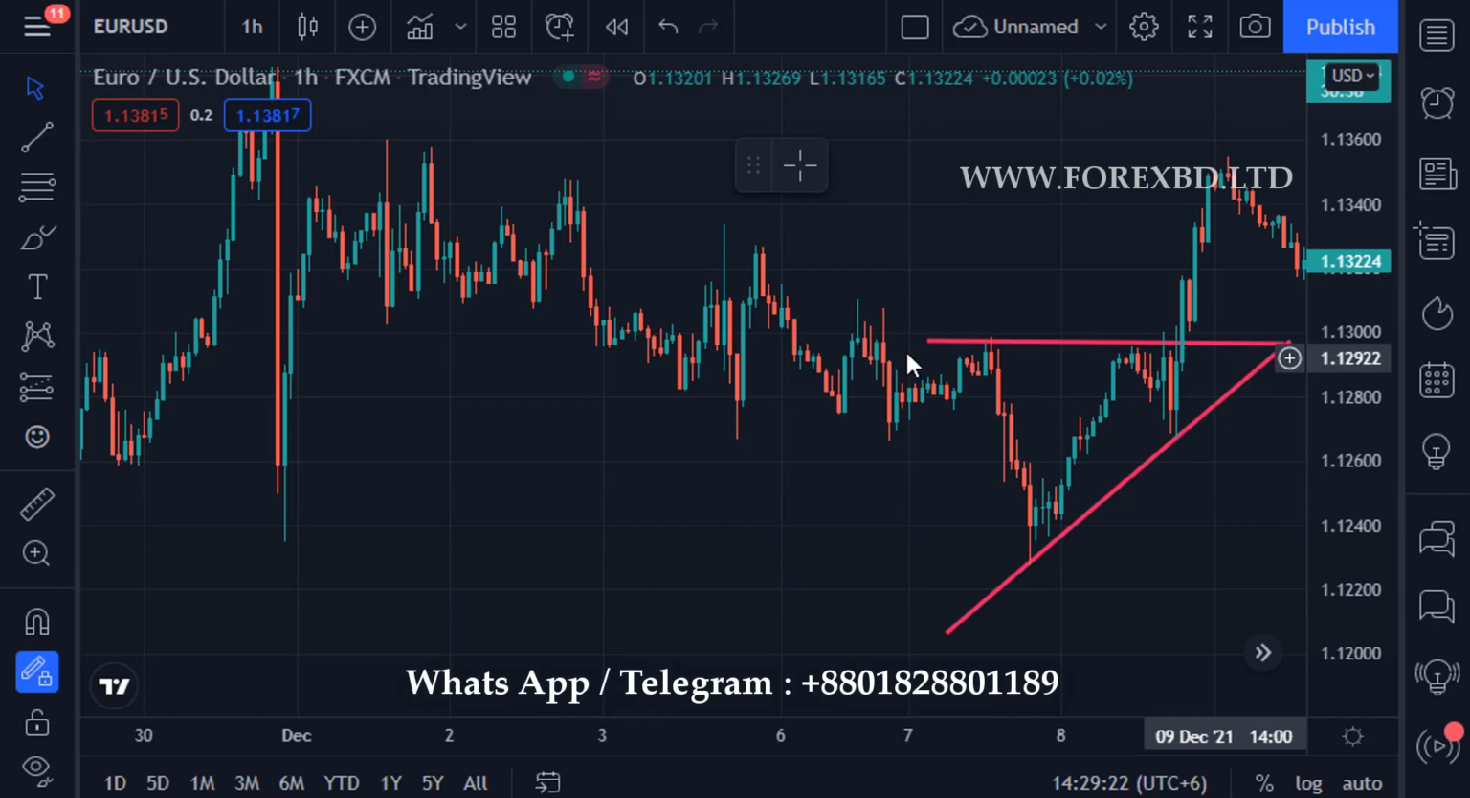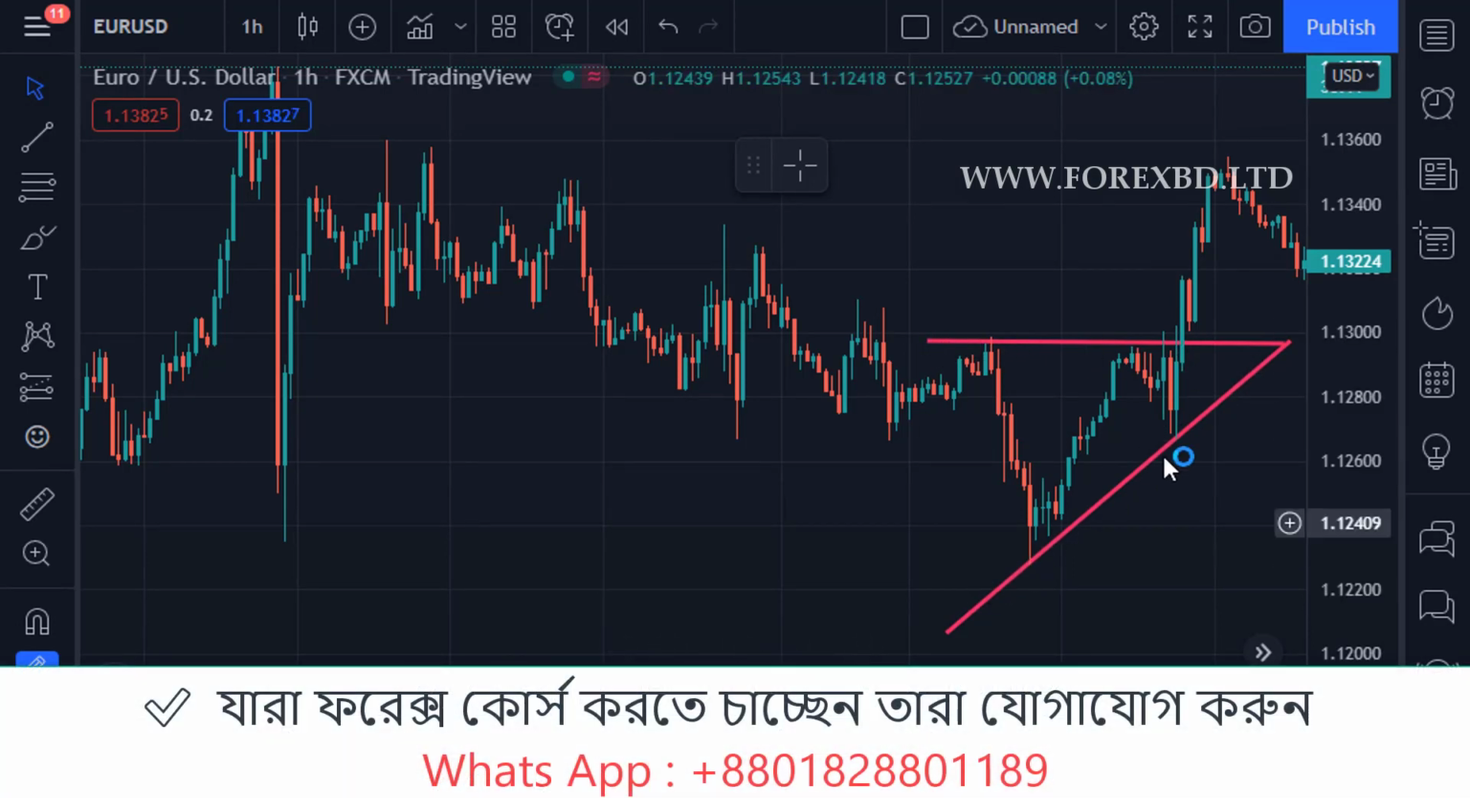So how do you recognize it? Surely you know what a triangle is. You can see here in this pattern there are three angles, that is, it's a triangle. So the ascending triangle pattern is that there will be a resistance line at the top and a trend line at the bottom. I am saying again, there will be a resistance line at the top and a trend line at the bottom. But this will not be drawn automatically. This you have to draw.